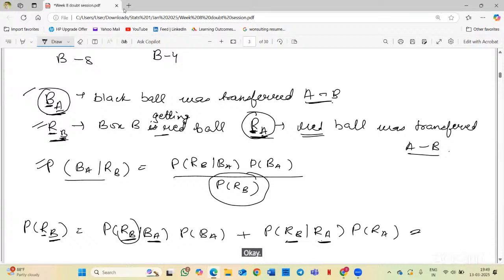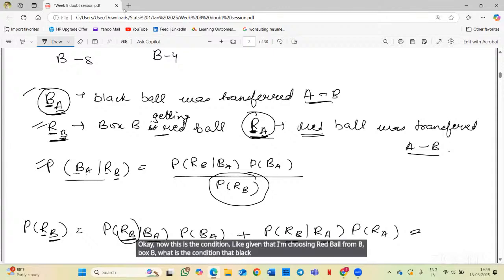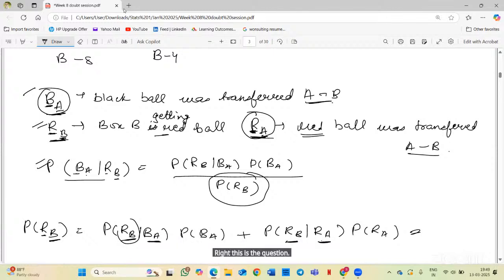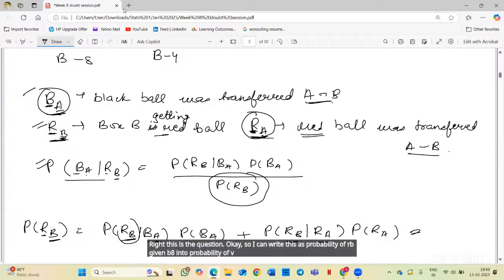Now this is the condition. Given that I'm choosing a red ball from box B, what is the probability that a black ball was transferred from A to B? Right? This is the question. Okay. So I can write this as probability of RB given BA into probability of BA upon probability of RB.